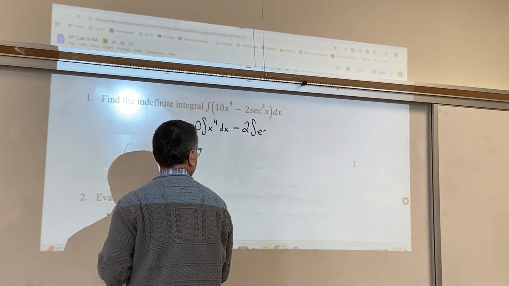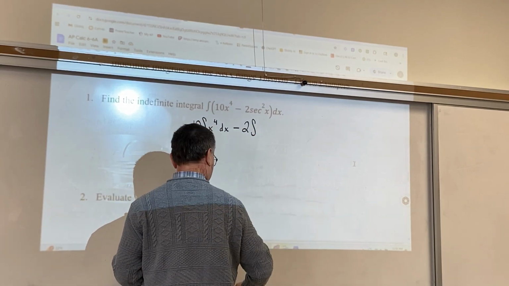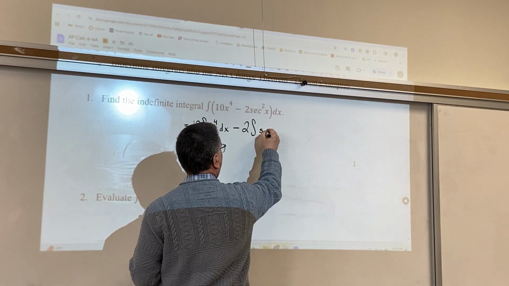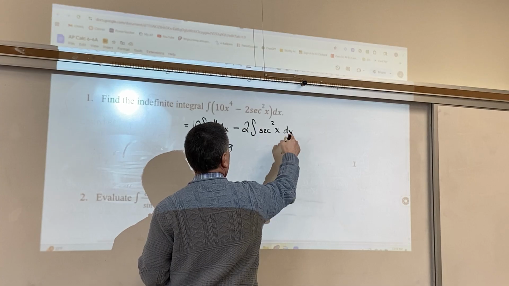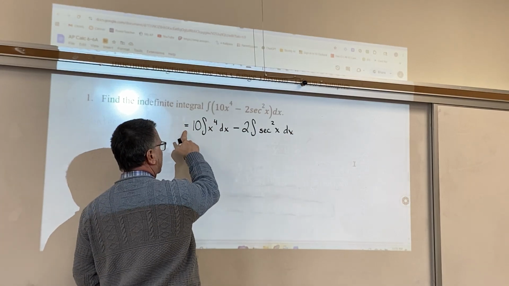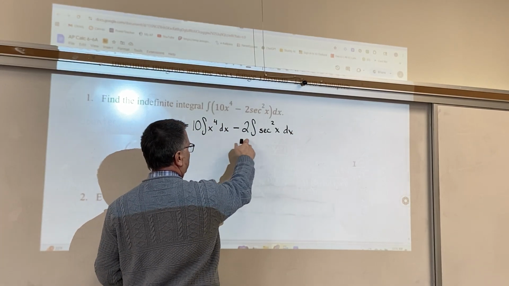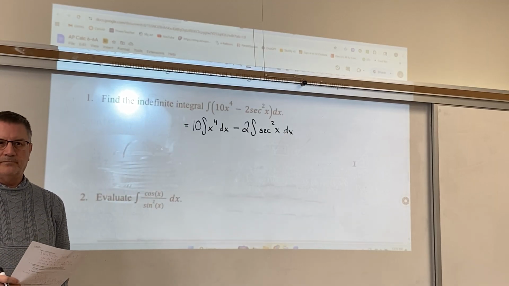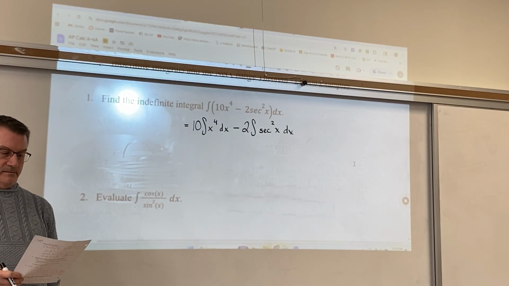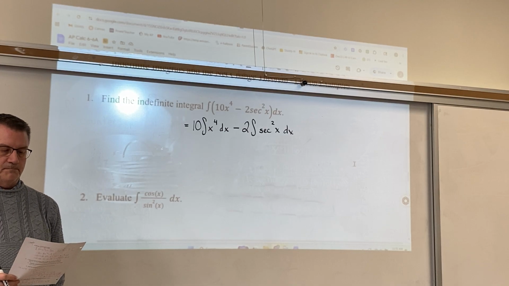Whoops, if I spell it right. S-E-C, secant, square root of x, dx. Don't forget to put the dx. If I'm saying it equals this, then you better have all the parts, or they're going to say, hey, you lose a point because it doesn't equal that. You want to have all the parts there.